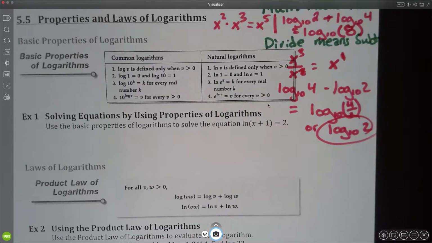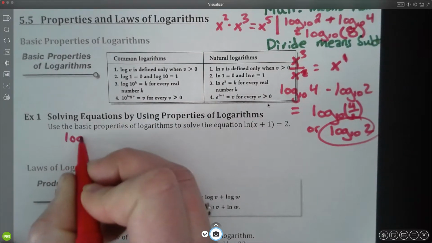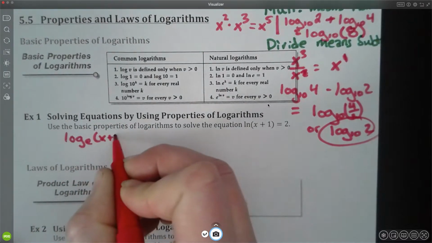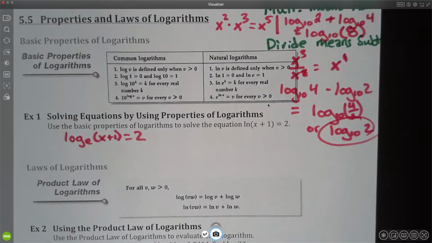Use properties of logs to solve ln of x plus 1 equals 2. I don't like ln. Change him to log base e. We're going to change him. Log base e of x plus 1 equals 2. Okay? All right. Now, you help me figure out what are we going to do now. We're going to try to solve for x, but x is trapped inside this parentheses.